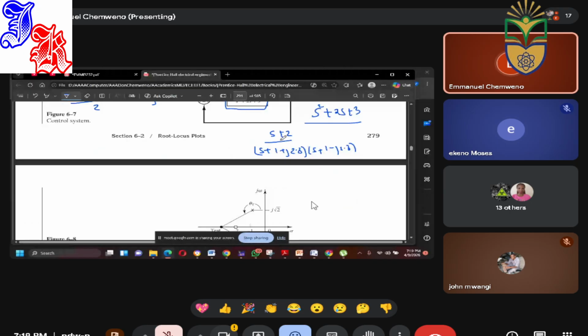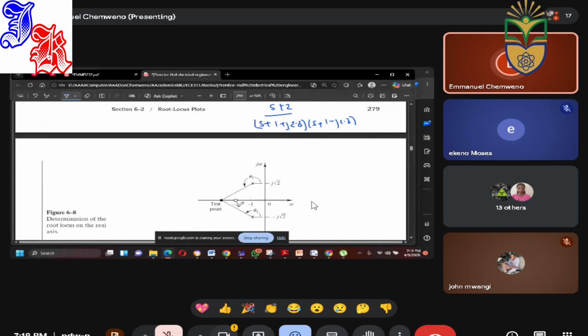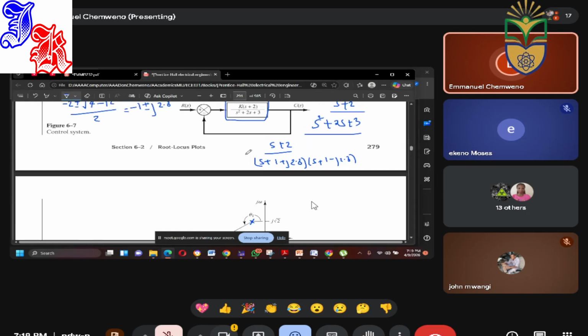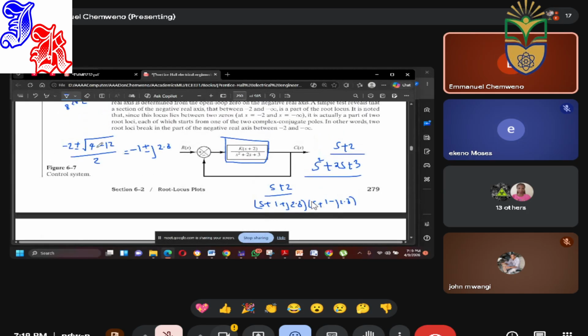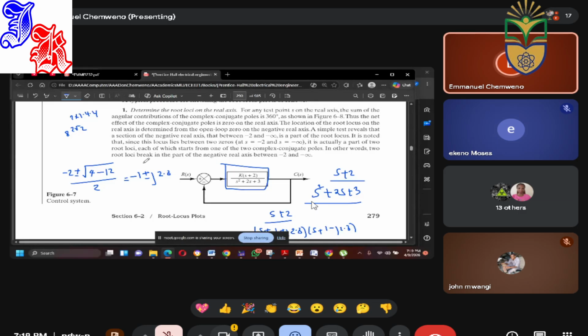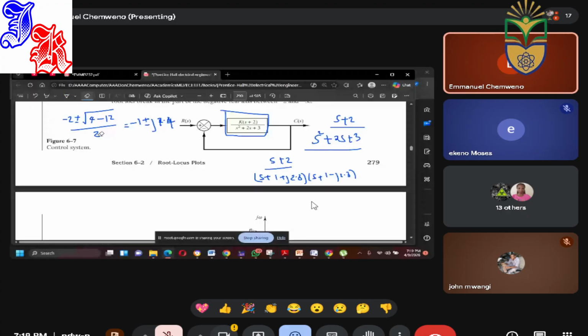I'll plot this way. There'll be a zero at S equal to minus 2, and poles at minus 1 plus j root 2 and its conjugate. Is it j root 2? Once I divide by 2, root 8 becomes root 2, so if I divide by 2, it comes to 1.4, because there's division by 2.